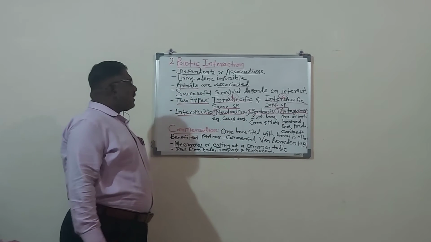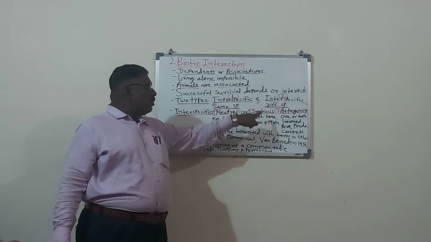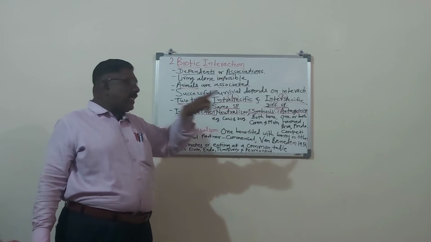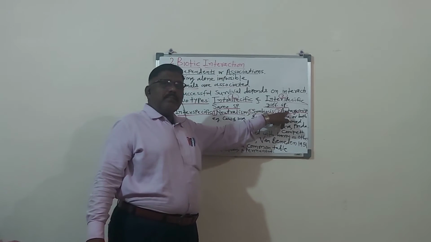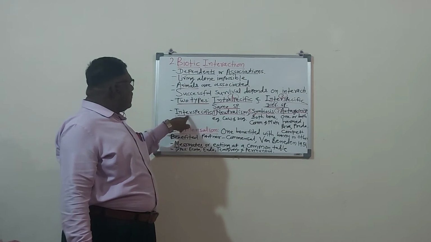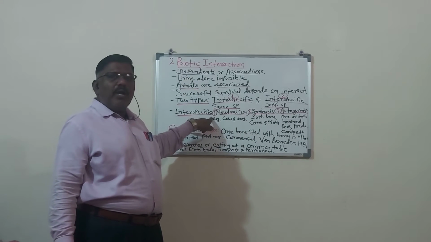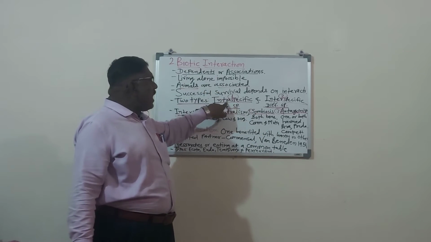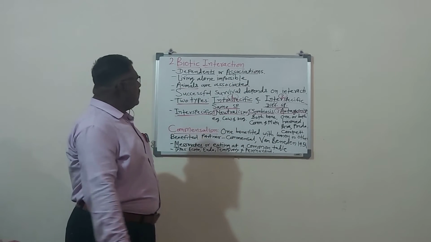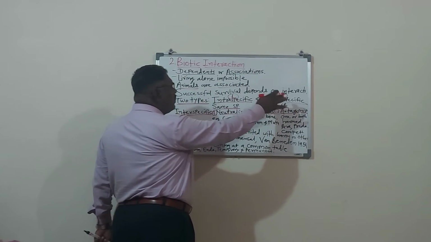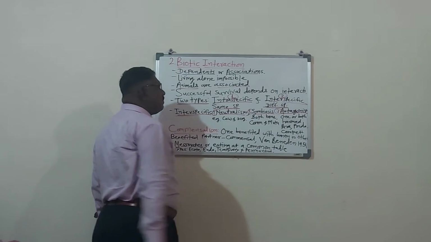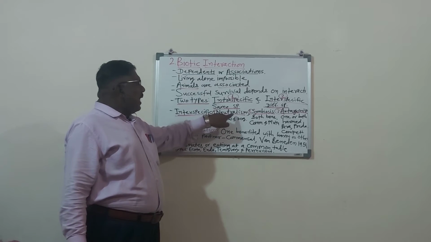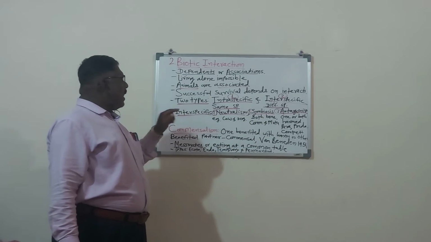So if anybody asks you a question, what is symbiosis? Symbiosis is an interspecific type of biotic interaction. What is antagonism? Antagonism is an interspecific type of biotic interaction, because there are two types of biotic interaction, intraspecific and interspecific. Here don't think about the intraspecific, we will see the interspecific biotic interaction: neutralism, symbiosis and antagonism, there are three types.